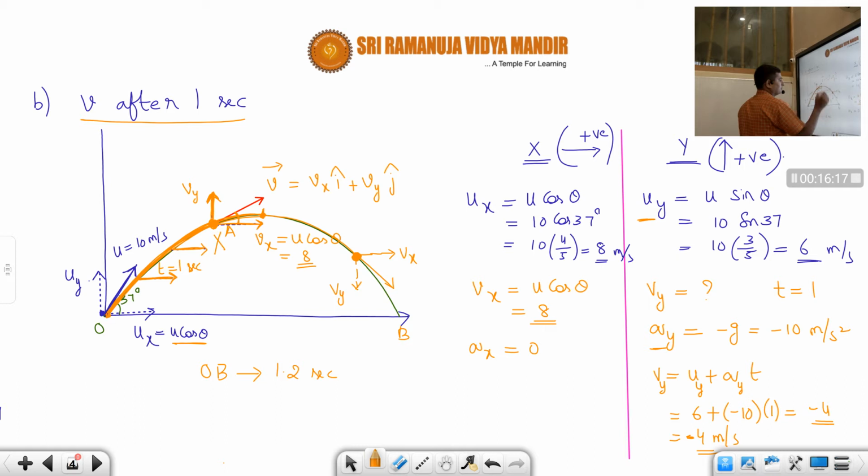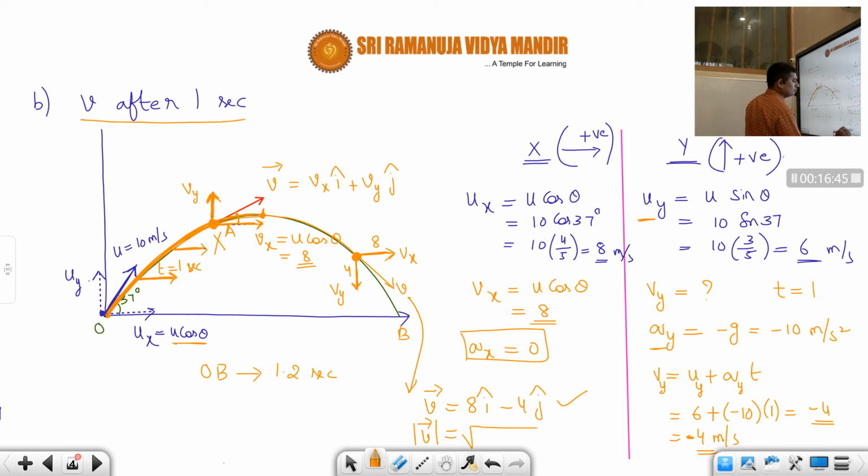somewhere around here. Okay, where at that point velocity, V vector is equal to Vx is how much, students? 8i cap minus 4j cap. This is 8 and this is 4. This 8 will always remain constant. U cos theta, at any point U cos theta will always remain constant. This I told you. Because of this reason, Ax equal to 0. So therefore this is the velocity, and velocity magnitude is equal to root over 8 square 64 plus 4 square 16. So that is equal to root 80 meters per second.